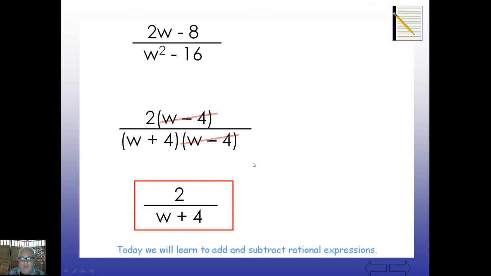So what did we do there? We had a common denominator. We combined the numerators and then simplified. Maybe you have to factor, maybe you don't, but just be on the lookout for that.